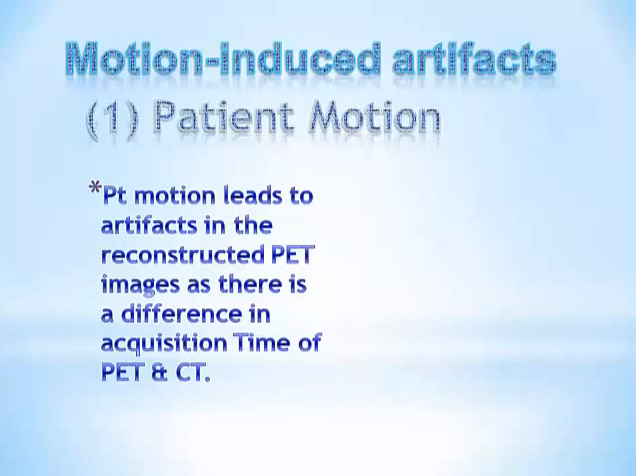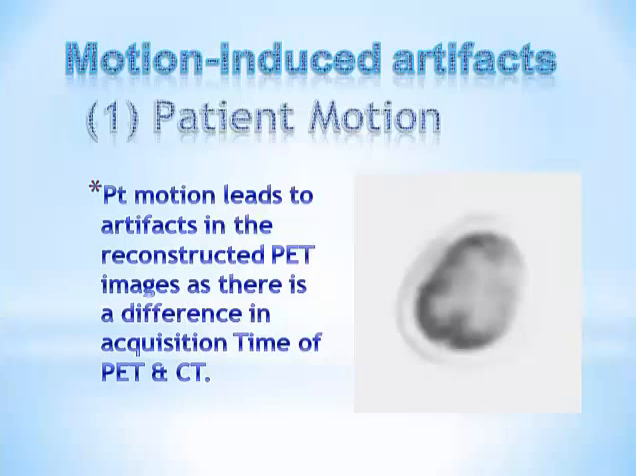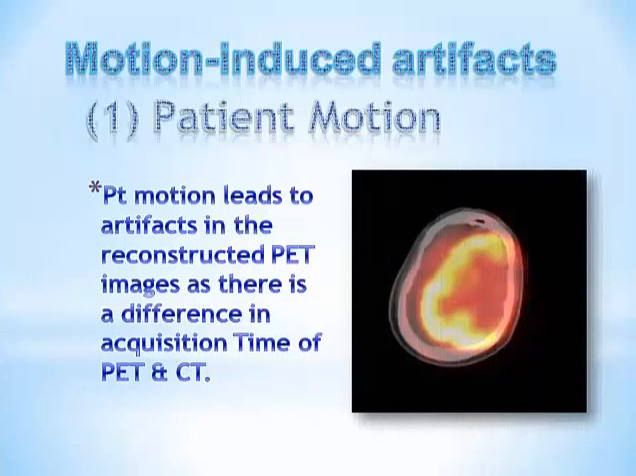Right. We have two types of motion-induced artifacts, which are patient motion and respiratory motion. Patient motion leads to artifacts in the reconstructed PET images, as there is a difference in acquisition time of PET and CT. As we can see here, this is a CT image where the patient is being imaged, and then when the bed is moved automatically from the CT gantry to image the patient with the PET gantry, it seems that the patient moved his head, so we are having this artifact.